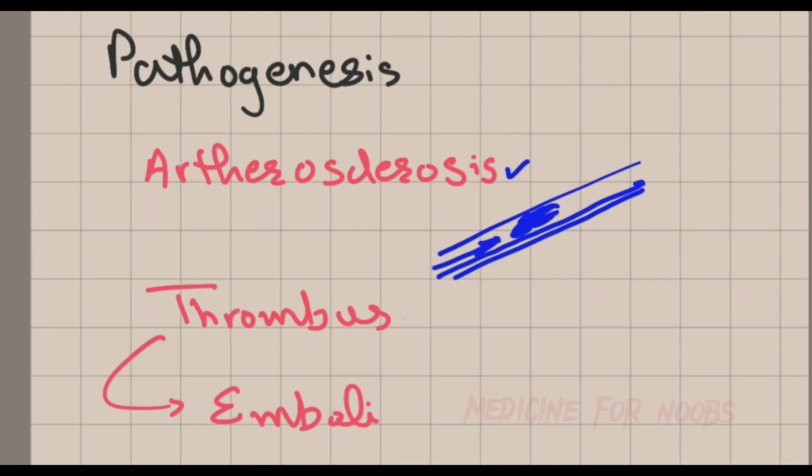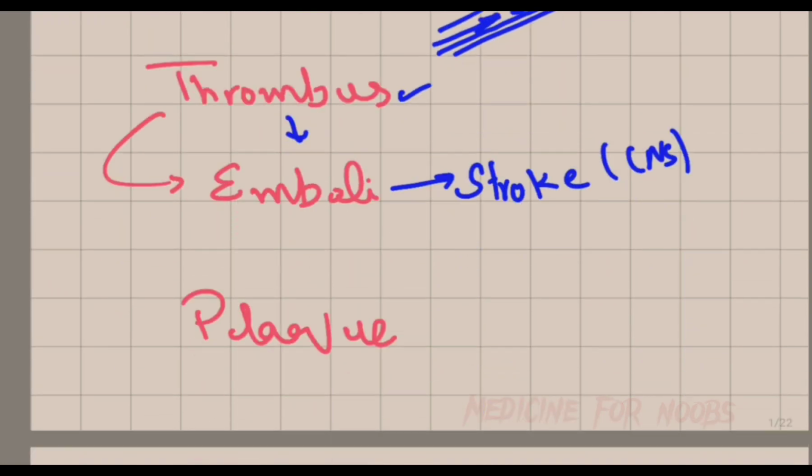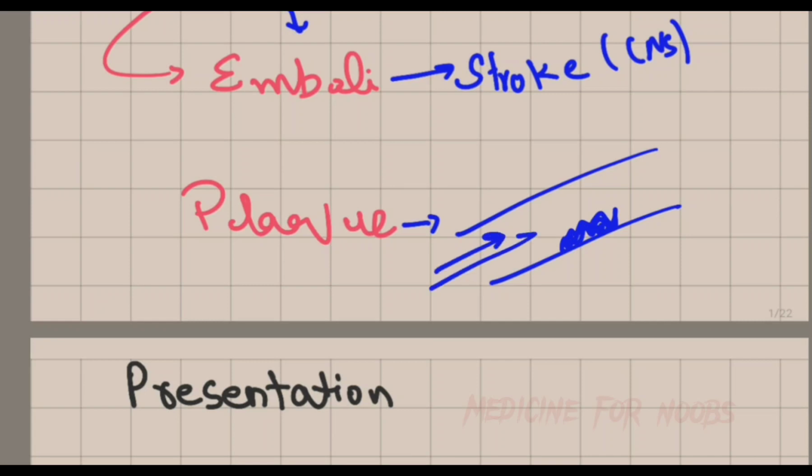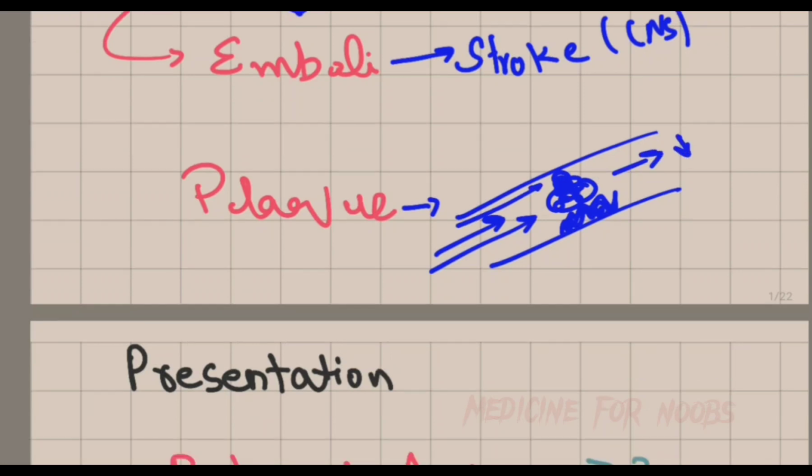Also, there can be the formation of a thrombus, or the thrombus can dislodge and become emboli and go to different places and cause stroke if it goes to the central nervous system. It can also cause hemorrhage. There can also be the formation of plaque over the thrombus, like this. Let's say this is the thrombus, and there is a formation of plaque over it, which leads to the occlusion of the vessel. So there will be no blood flow or perfusion.